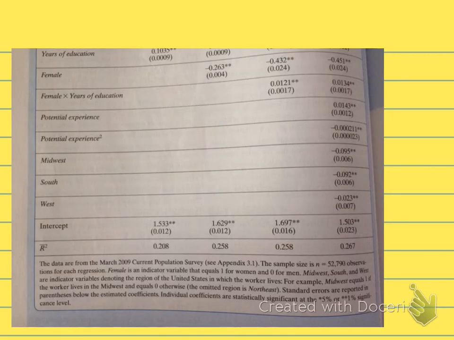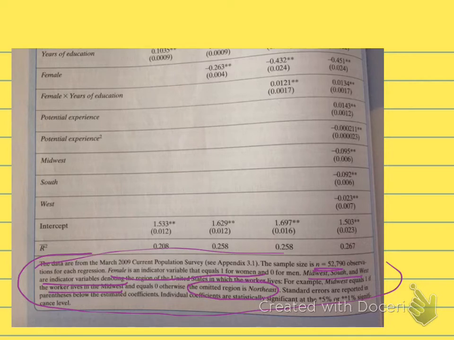Notice that the first thing we should do is look at the footnote. The footnote tells us some definitions that are essential for understanding the regression, so we shouldn't just jump right away into interpreting it. Sample size is 52,000. Female is an indicator variable, a dummy variable, 1 for women and 0 for men. Midwest, South, and West are dummy variables for the region of the United States. Midwest equals 1 if the worker lives in the Midwest and 0 otherwise. And notice how helpful, they tell us what the omitted region is.